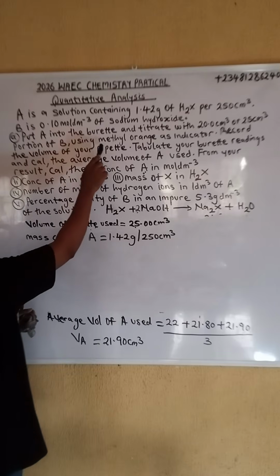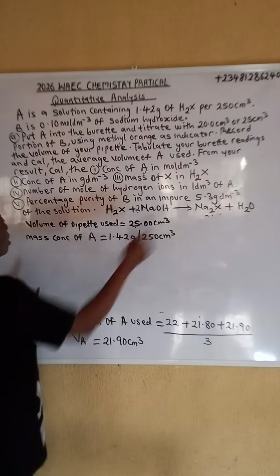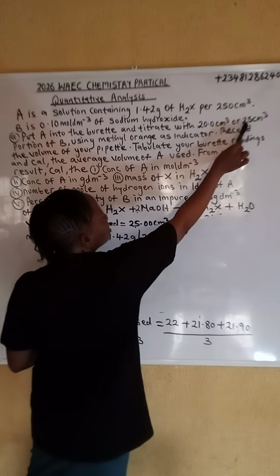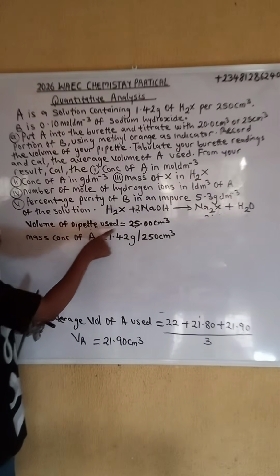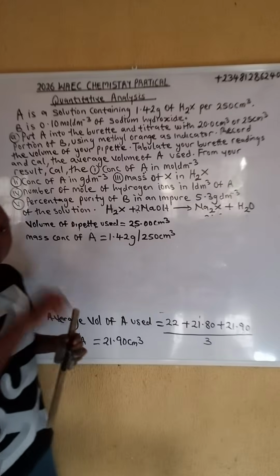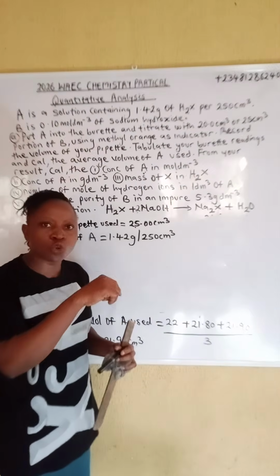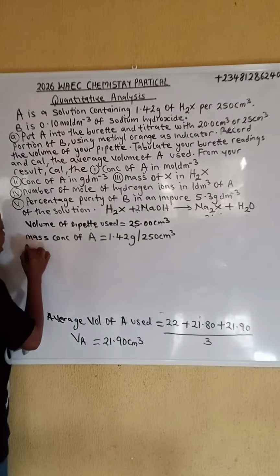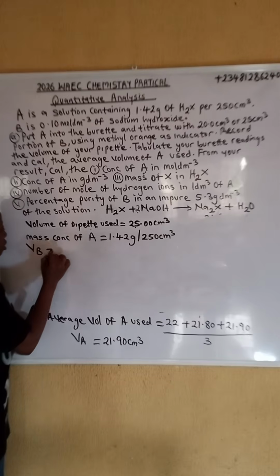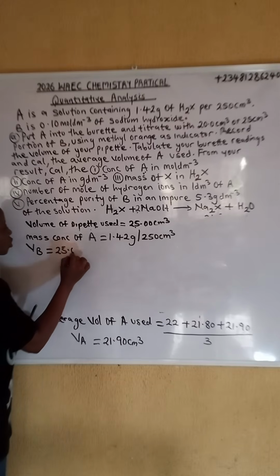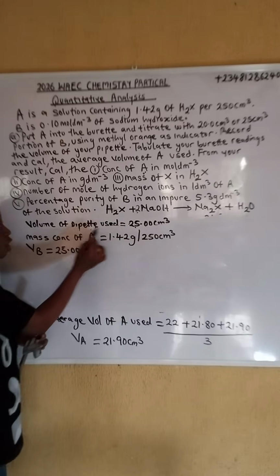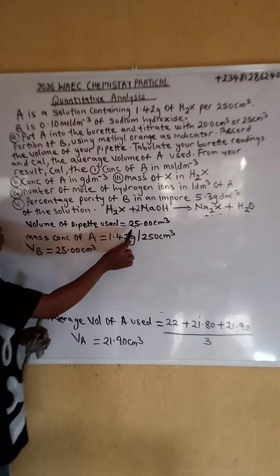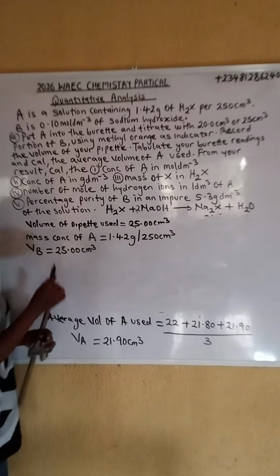Put A in the burette and titrate with the base. The volume of base is 25. That is the volume of pipette used. The volume of pipette used is the volume of base. So I'm going to write it as VB equal to 25.00 centimeter cube.